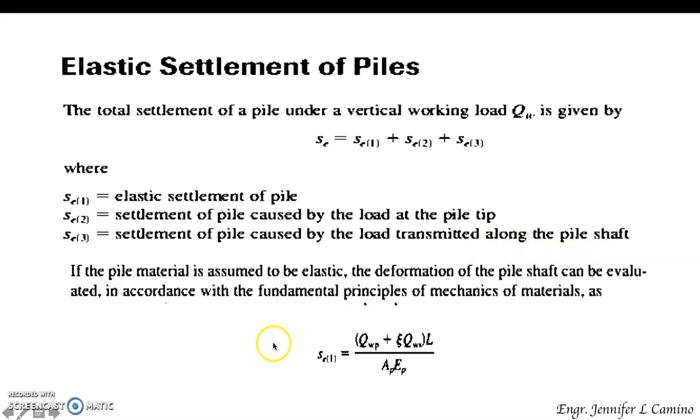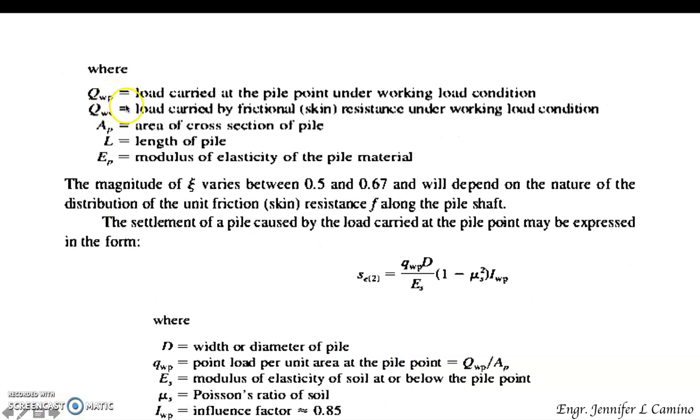So if the material is assumed to be elastic, the deformation of the pile shaft can be evaluated using the fundamental properties of mechanics of materials. We have this equation to compute the elastic settlement. So basically, W sub P is the load carried by the pile point under working load condition, W sub S is the load carried by frictional skin resistance under working load condition, A sub P is the area of cross-section of pile, and L is the length of pile. E sub P refers to the modulus of elasticity of the pile material.